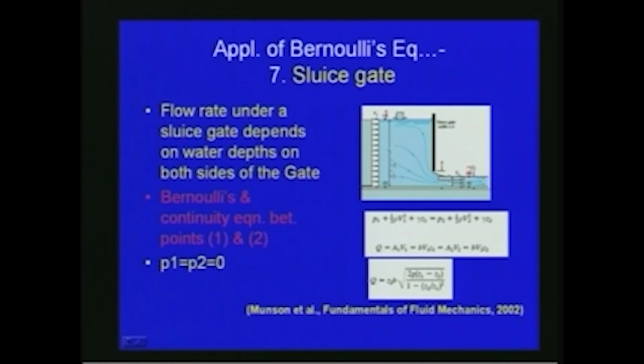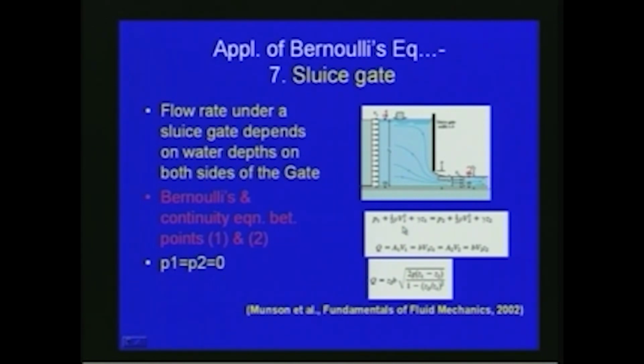If you apply the continuity equation between section 1 and 2, we can write Q is equal to A1 V1, which is B V1 Z1, if B is the width of this opening, that is equal to A2 V2, that is B V2 Z2. Where B is the thickness or the width which you are considering. Now we can apply the Bernoulli's equation between point 1 and point 2.